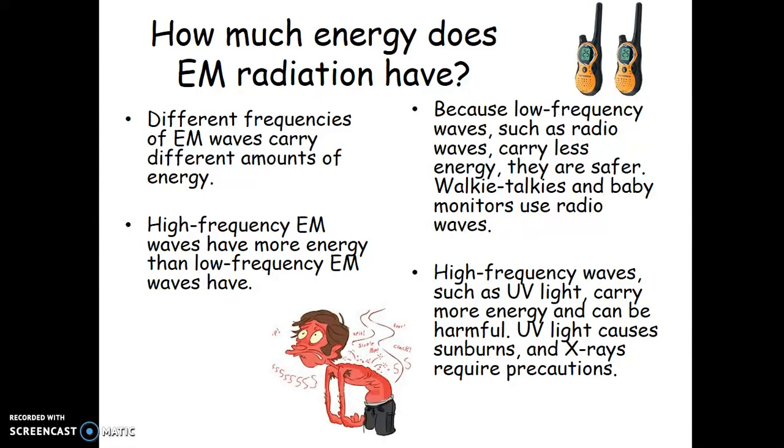Different frequencies of electromagnetic waves can carry different amounts of energy. High frequencies have more energy than low frequencies, like we talked about earlier. Because of that, low frequency waves such as radio waves carry less energy, and they're much safer for us to use. So we use these for walkie-talkies. You might use them for your car radio. Those are radio waves, and they're traveling at the speed of light through our atmosphere to your car radio. Now high frequency waves such as ultraviolet light carry more energy and can be harmful. UV light causes sunburns. X-rays require more protection, like that lead vest we talked about.